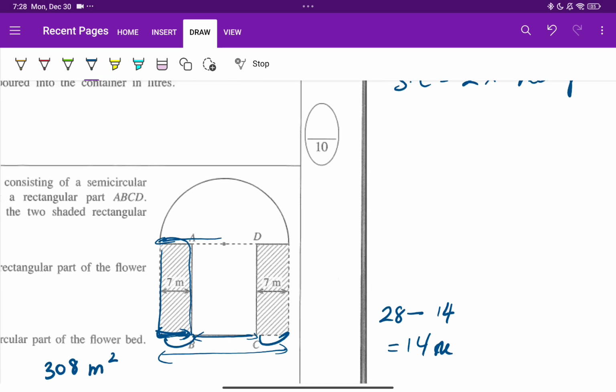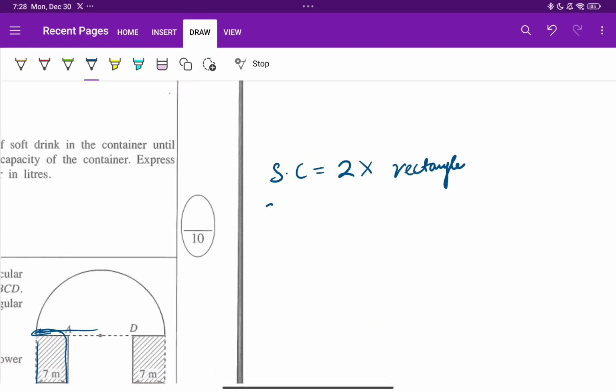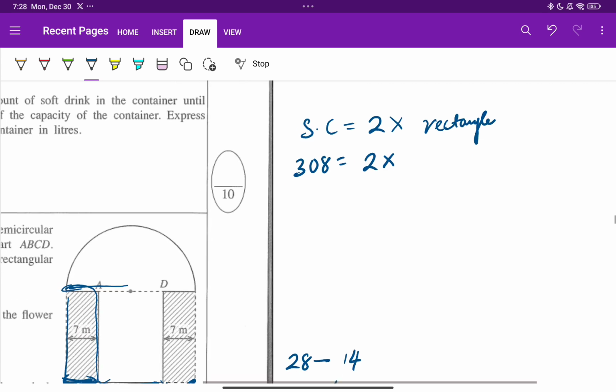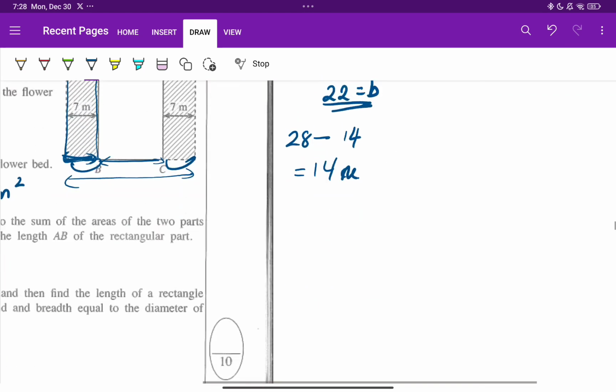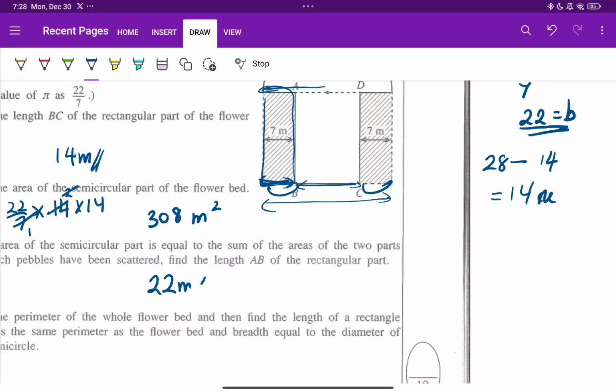Let's substitute the area: 308 equals 2 times the area of a rectangle. So the area of a rectangle is 7 into the breadth. Now we can divide 308 by 14 to get the breadth. So first let's divide it by 2. That will give us 154 divided by 7. So that would give us 22 to be the breadth of a rectangle. So the breadth of the rectangle is 22 meters.